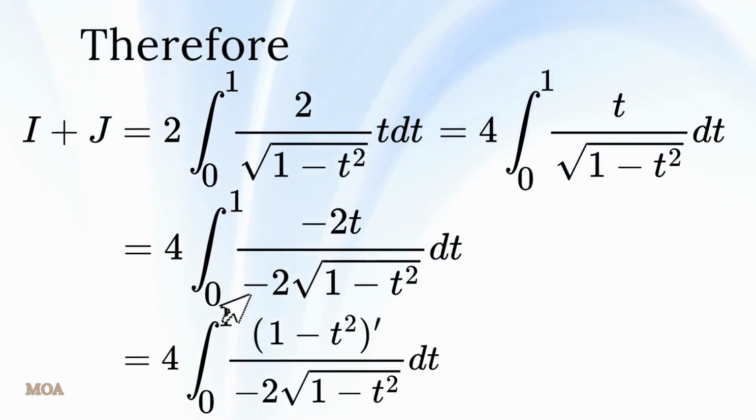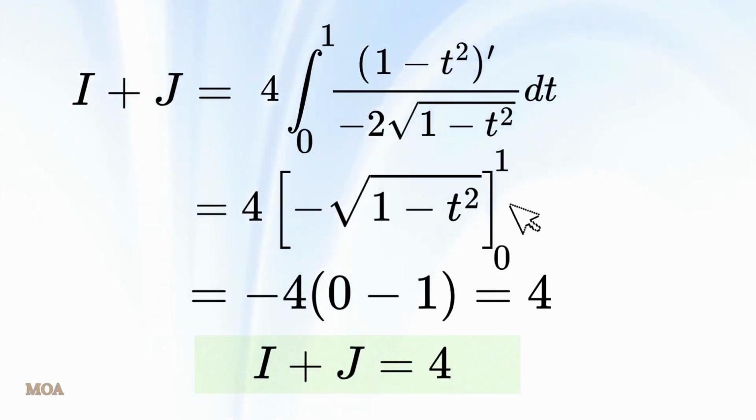To evaluate this integral, we multiply and divide by -2. This reveals the antiderivative, which is negative square root of 1 minus t squared. So, the sum of I and J equals 4 times the quantity, negative square root of 1 minus t squared, evaluated from 0 to 1. This gives 4. Hence, the sum of I and J equals 4.